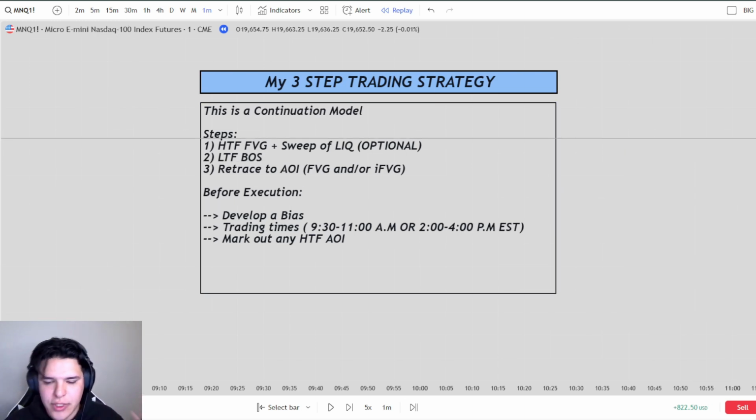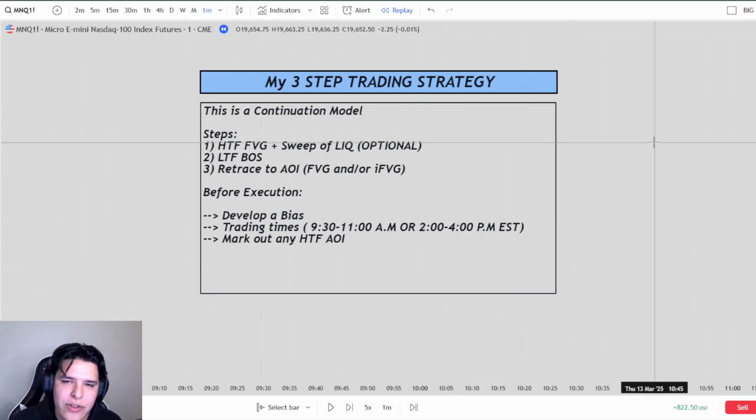Now, the three steps. The first step of the entry model is to simply wait for a retracement to a higher time frame fair value gap. Now, if you can pair that retracement to the higher time frame fair value gap with a sweep of liquidity, for example, on the lower time frames, that would be absolutely a plus plus. That's why I have it there as optional. It is not necessary, but if you can pair it together within the right context, it is magical.